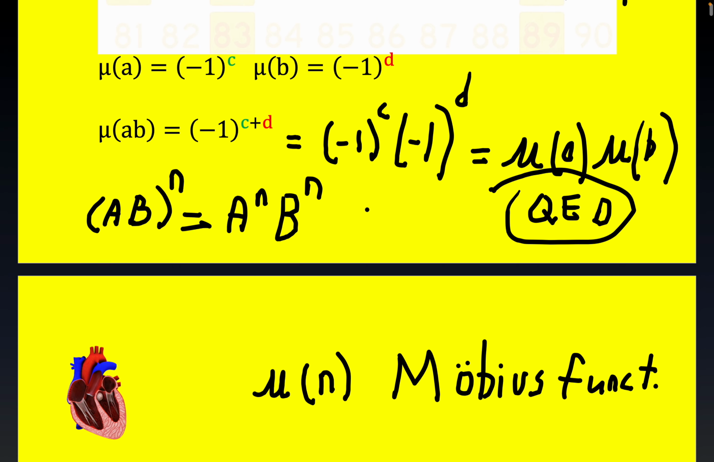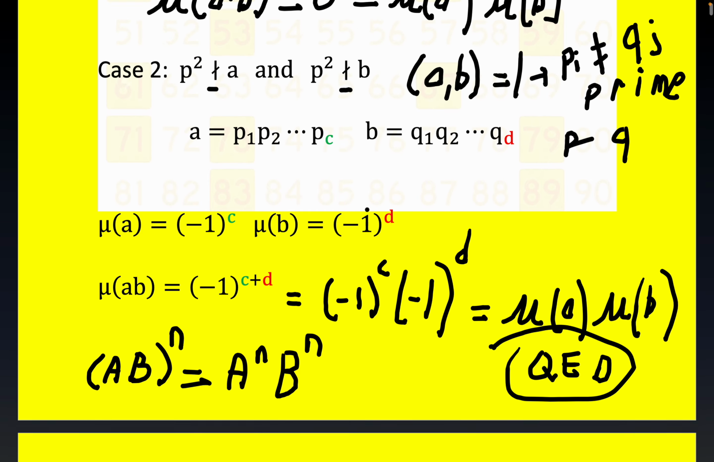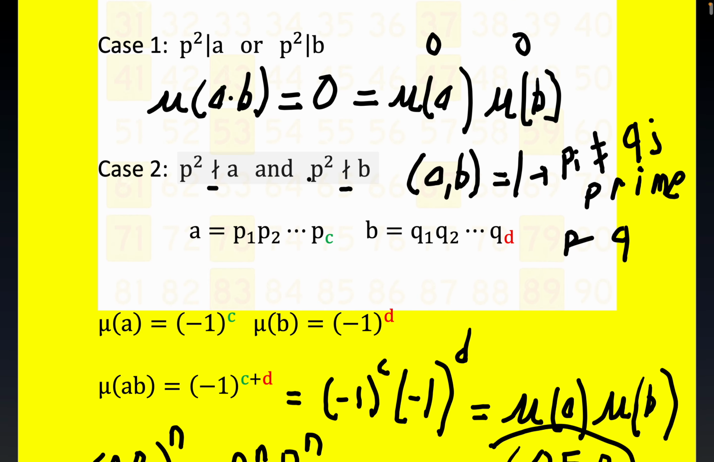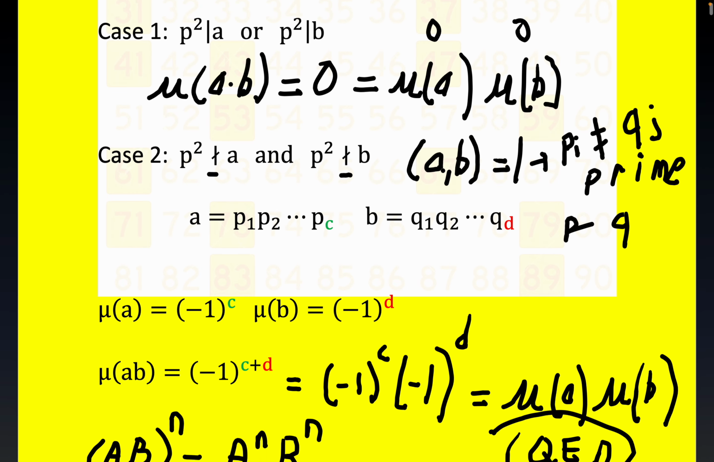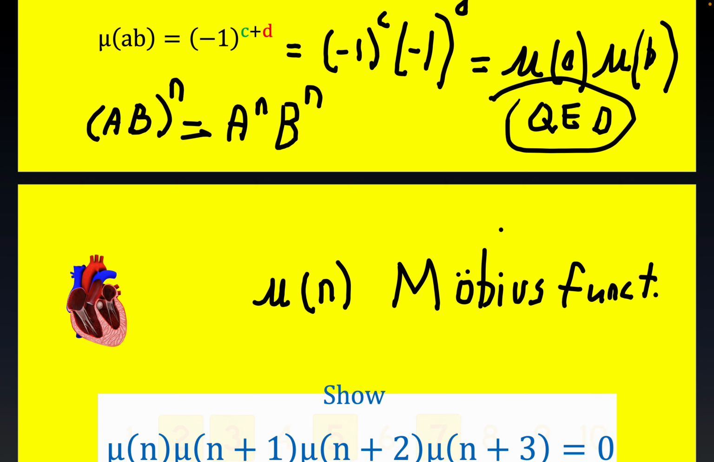But anyway, folks, we are done. We proved what we set out to prove. Two cases. One case was real easy. The other case was just a matter of writing down the prime factorizations and appealing to the fact that the two inputs were coprime. Okay, that's all.